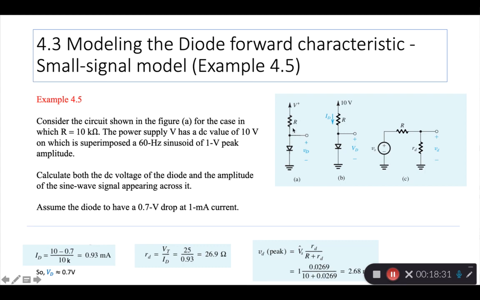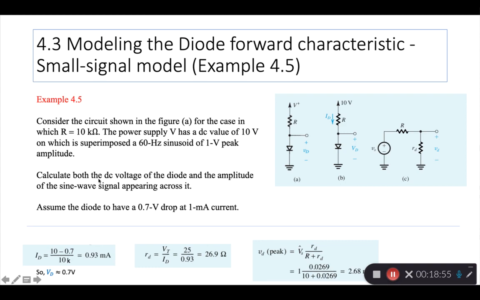R is given to be 10K. The power supply V plus is 10 volts. Now, in addition to this 10 volts, there is a 60 hertz sinusoid of 1 volt amplitude. So there's actually a ripple riding on this DC, right? So that's what's been given, and the value of the ripple is 1 volt peak amplitude.